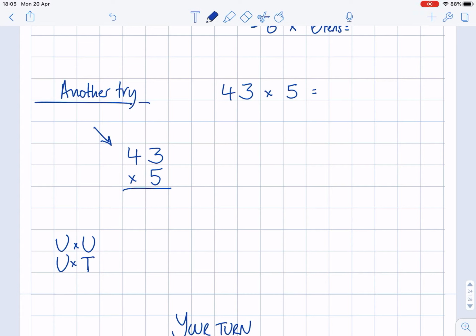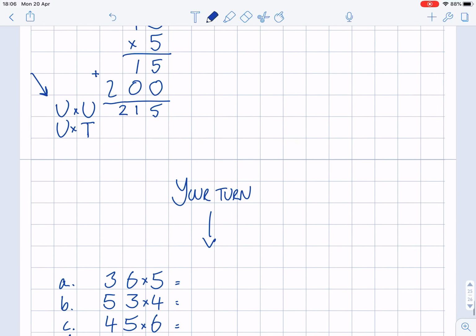Okay, good. So you can see here now I've put unit multiplied by unit. So the first sum we need to do is this bottom 5 and we need to multiply it by 3. So what is 5 multiplied by 3? It's 15. So let's pop this 15 in. Now I need to do my unit multiplied by 10. So I need to do my 5 multiplied by 4. So in my head I can say, well, what's 5 times 4? It's 20, isn't it? But remember, we're actually doing 5 multiplied by 40. So the answer is 200. If I add those two numbers together, I get 215.